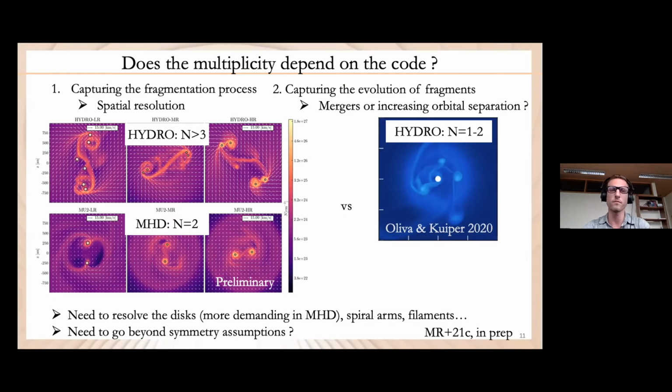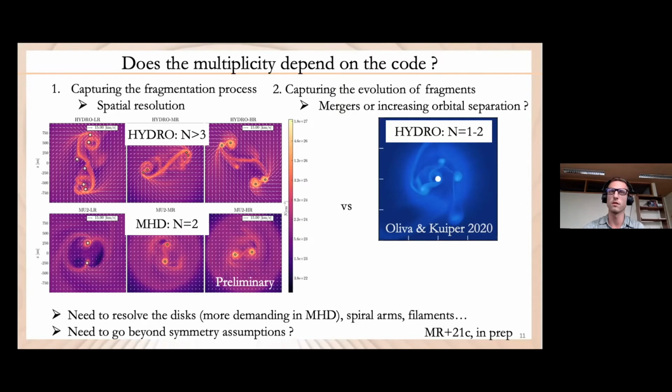And second, the other question is, do we capture the evolution of the fragments? Because of course they will eventually merge, or their orbital separation will increase. And in our case, we find that with those initial conditions, and in this case, which is isolated, the orbital separation increases because of the angular momentum budget versus mass budget.